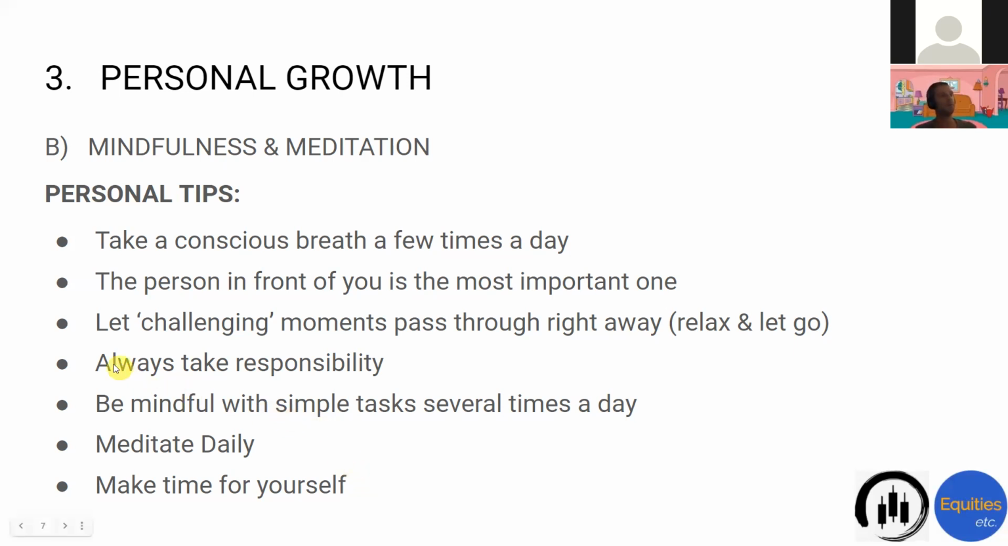Yeah, always take responsibility. That is very big in trading as well. The market isn't out to get your money. It doesn't matter. It's basically like a big ocean. It doesn't care about you at all. Everything you do, you've got to take responsibility for it.